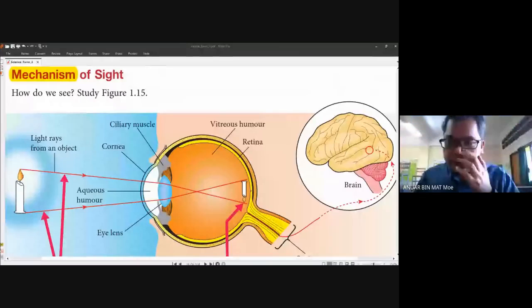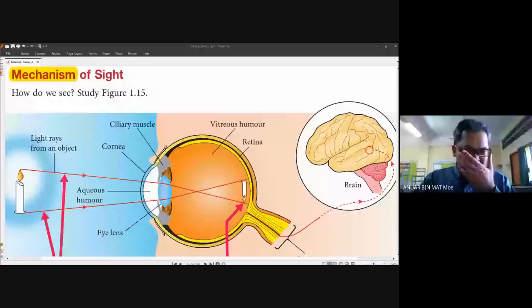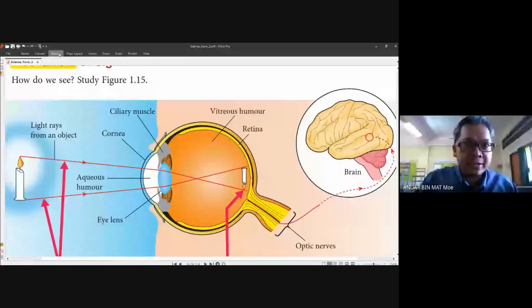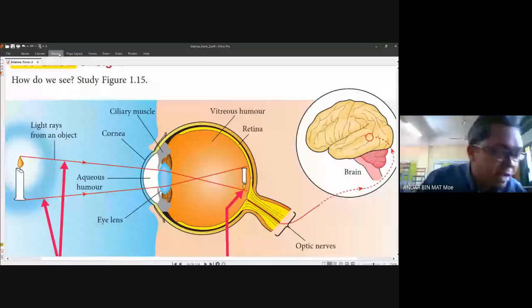I'm waiting. Receptor. Not receptor, stimulus. For hearing, the stimulus from outside is sound. For sight, what is the stimulus outside? The stimulus, yes, very good. The stimulus is light rays, or the light. Cahaya. Betul lah, betul. Correct.